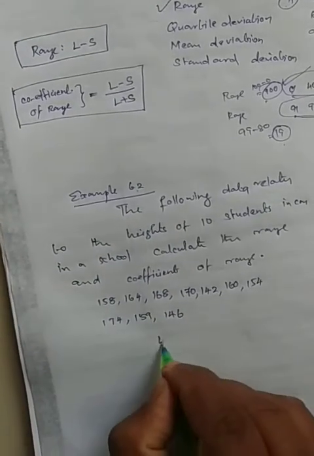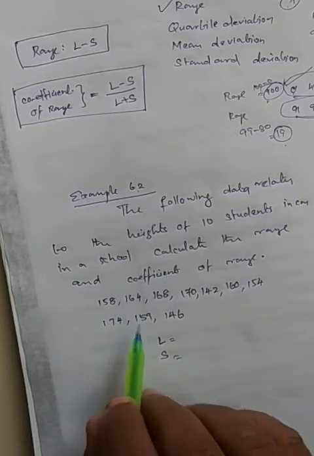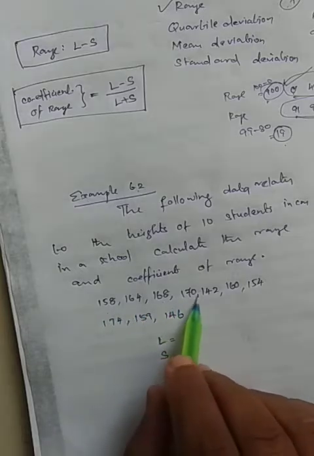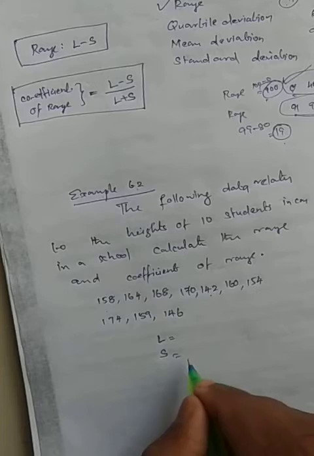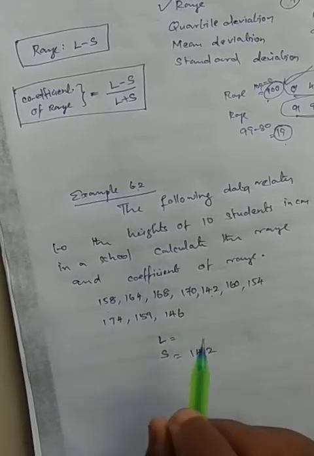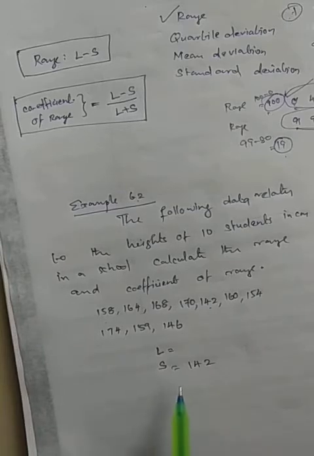From this, what's the L, what is the S? You need to check here. 158 is there, and then 142 is there, and 146. So 142 is the least value. So we got the value S is 142.